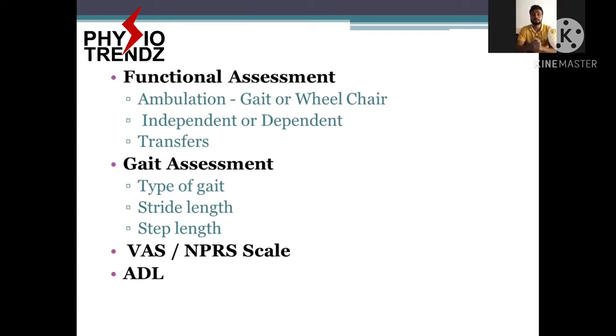Then the next thing that comes is ADL activities. ADL activities is nothing but the patient's status about performing daily living activities like sitting, standing, bathing, walking. Whether the patient is able to perform these activities or not is included in the functional assessment.